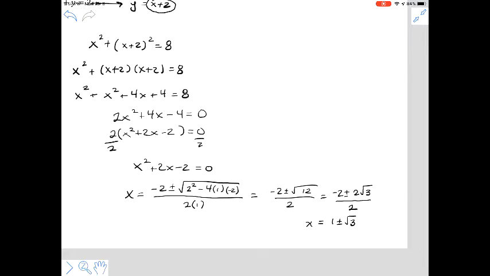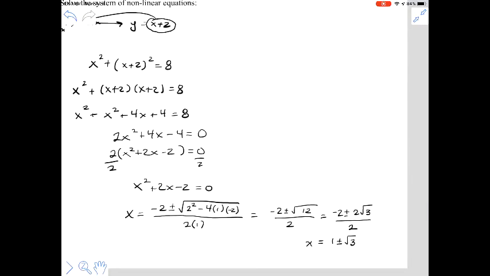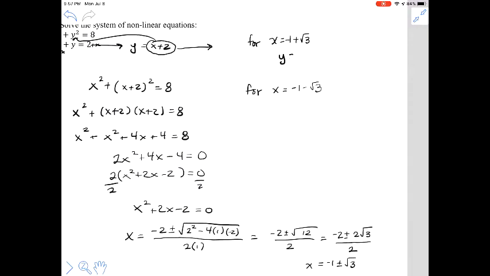So what we need to do now is find out what y equals. Now we had almost solved for y up here, we just need the x value. And now we have two different x values we can plug in. So we need one for x equals 1 plus the square root of 3, and we need another y value for when x equals, actually that should be a negative right there, -1 plus or minus the square root of 3. I apologize. So this was -1 plus the square root of 3, and this should be -1 minus the square root of 3. So the y value is y equals x plus 2.